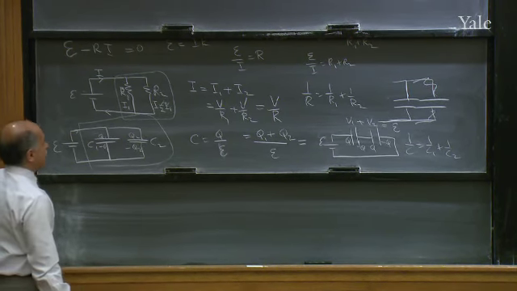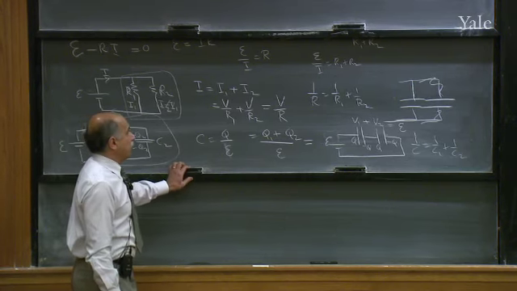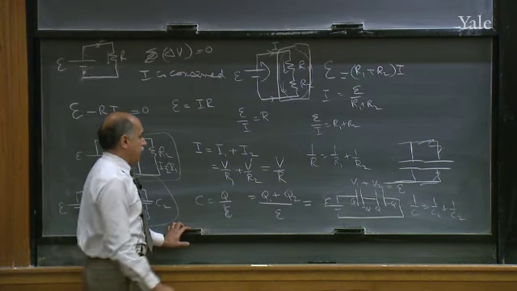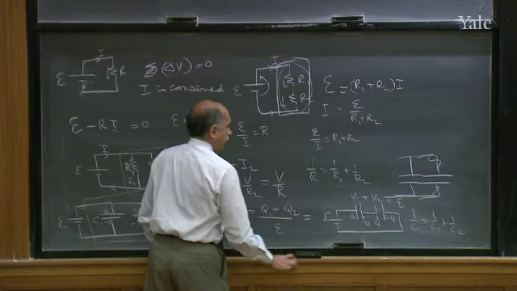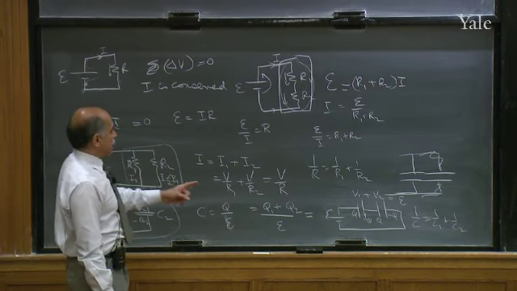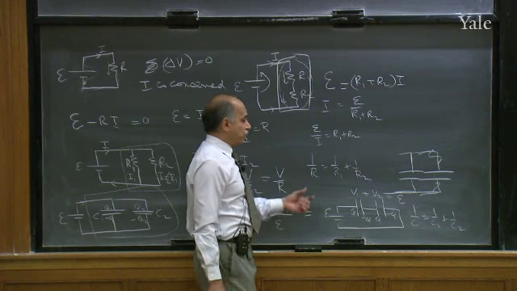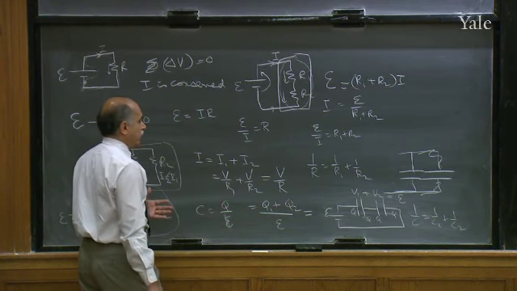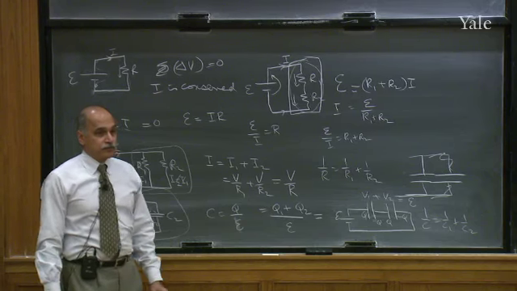So capacitors and resistors combine in exactly the opposite way. Resistors in series are additive, capacitors in parallel are additive, whereas resistance in parallel, you add the inverse to get the inverse of the total, and capacitors in series, you add the inverse to get the inverse of the total.